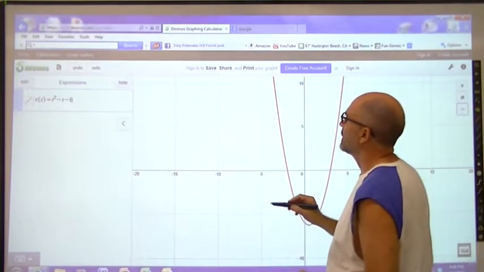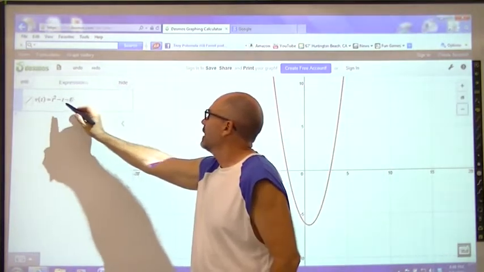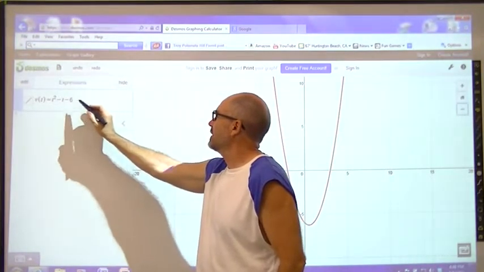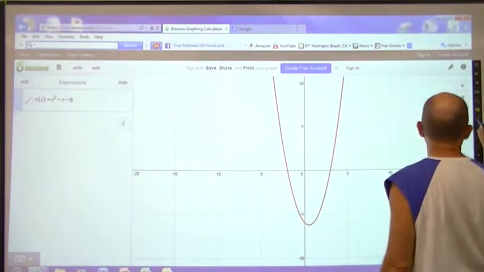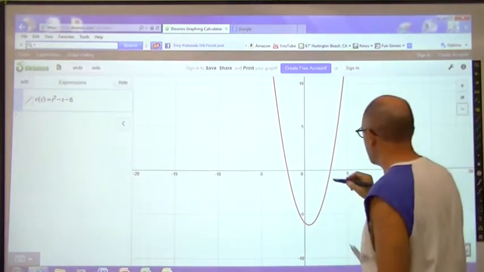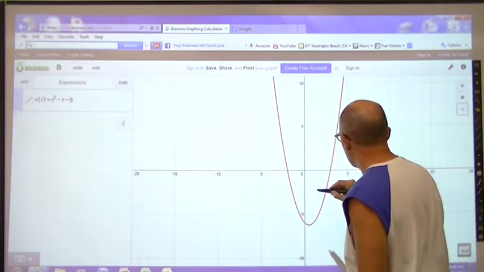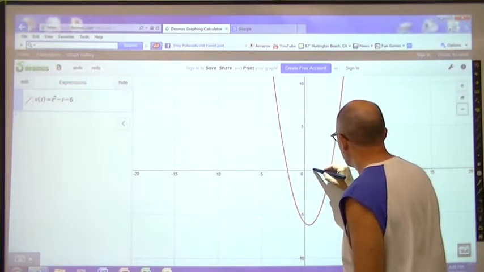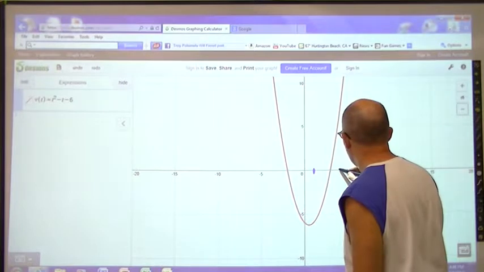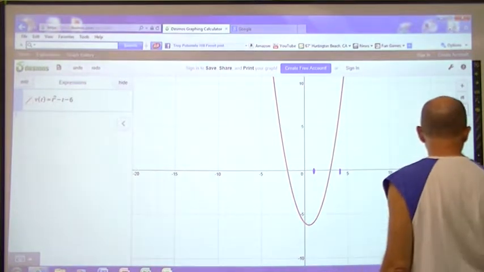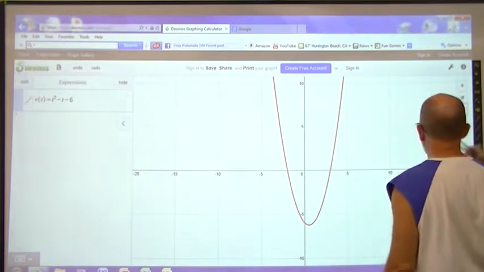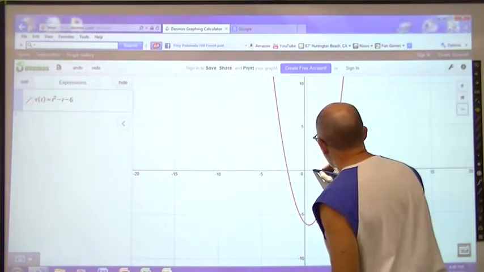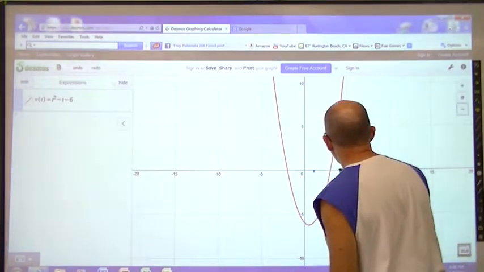So here is the velocity curve. Velocity is t squared minus t minus 6. And we're interested in it from t equals 1 to t equals 4. Okay, so let's get rid of this. From t equals 1 to t equals 4.